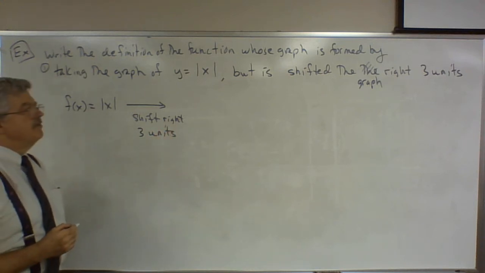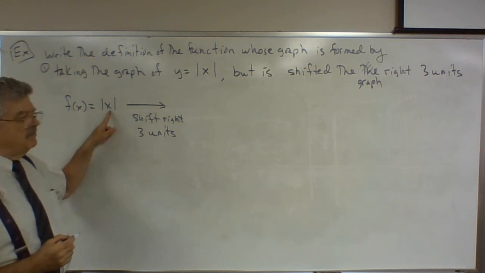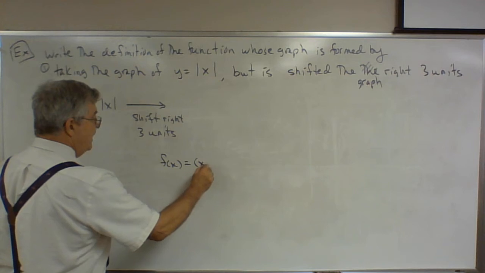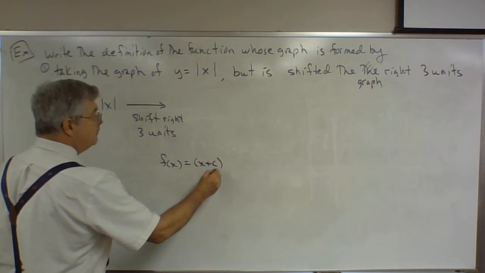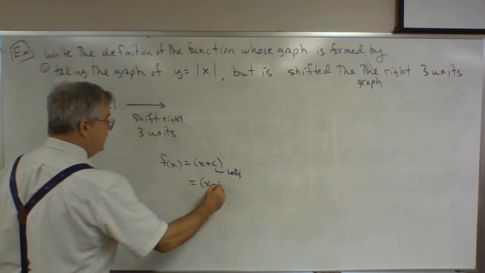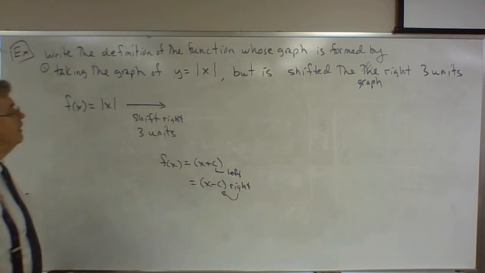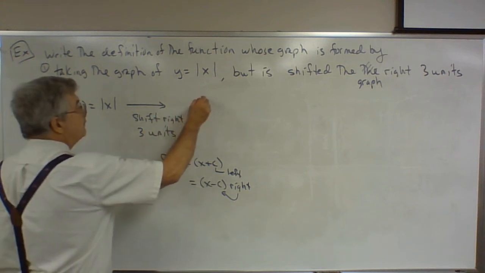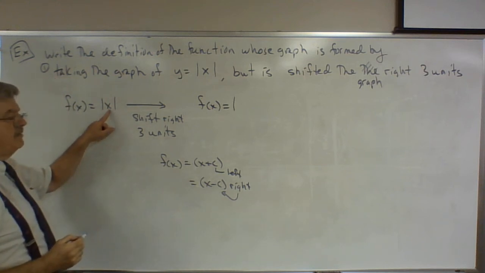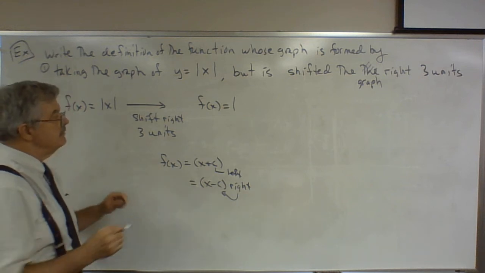Now, if we're shifting to the right, that means we're going to have x minus something, right? f(x) equals x plus c. That's a shift left. f(x) equals x minus c. That's a shift to the right. So I guess our new function, we're going to take this baby and shift it 3 units to the right. That means we have a minus sign here.